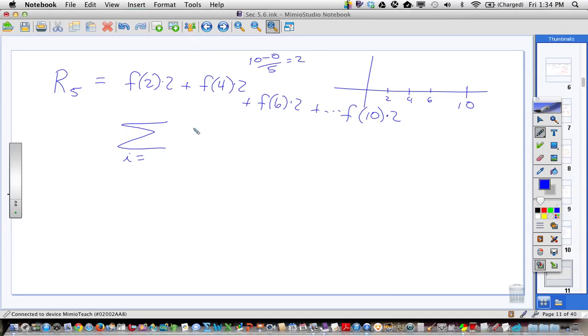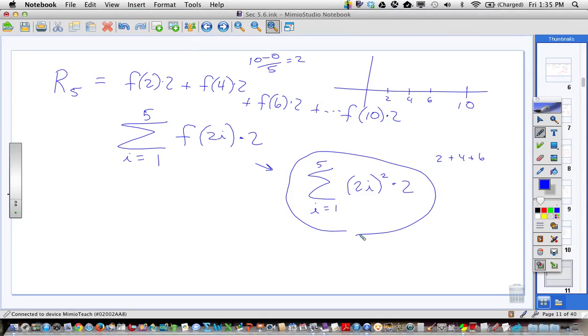So now what? This is F, parentheses, I got a 2 out here. How do I generate that sequence? 2, 4, 6. Isn't that 2i? Yeah, so it changes a little bit there. It'll be 2i. Now let's take it out of the F notation, and so we'd have sigma. So we take 2i and plug it in for x. So that would be 2i squared times 2. F of 2i means take 2i, plug it in for the x.